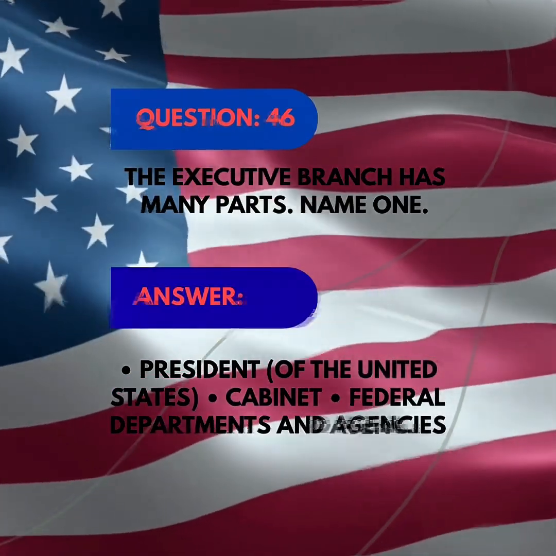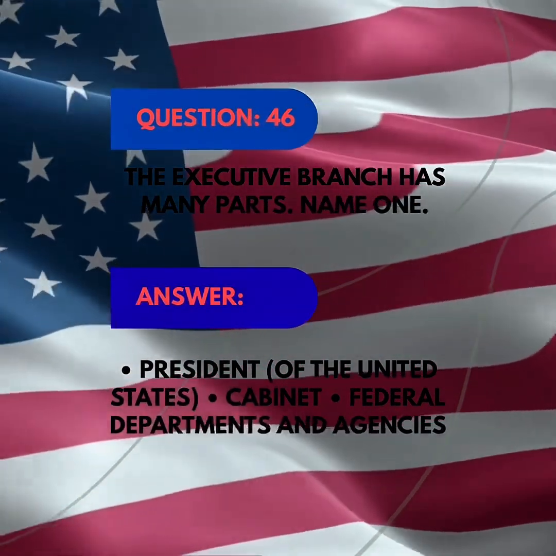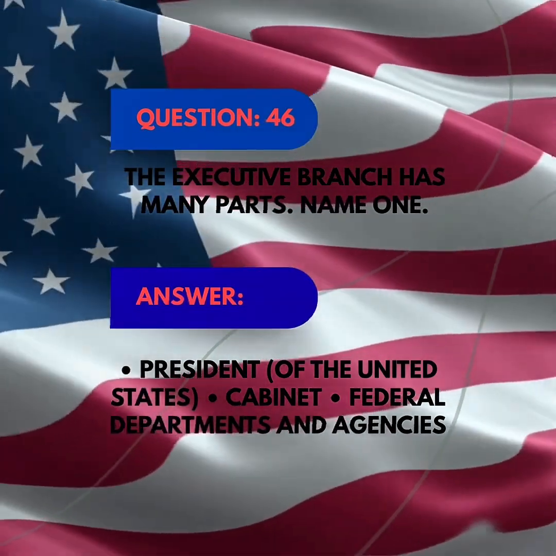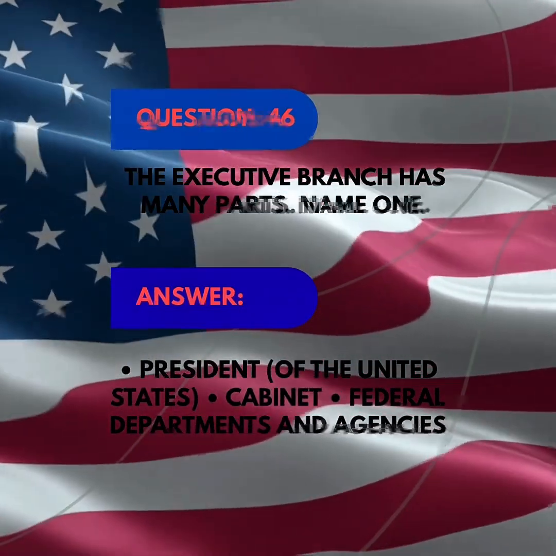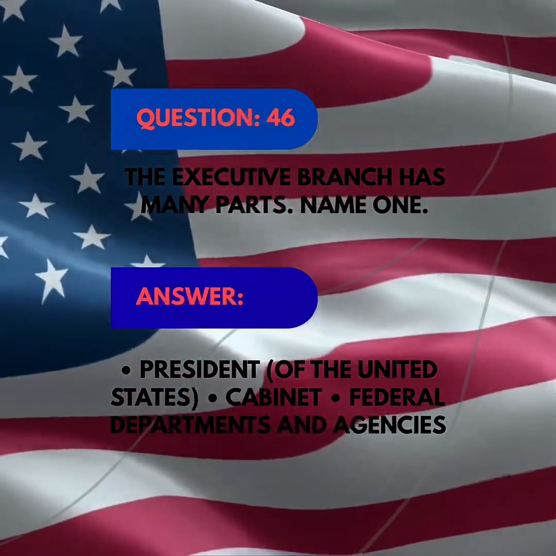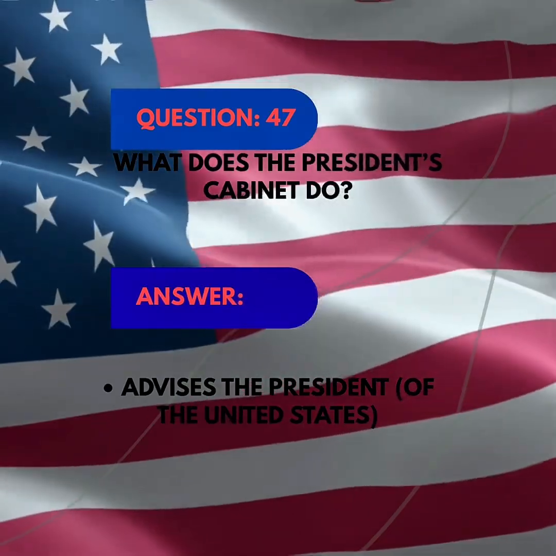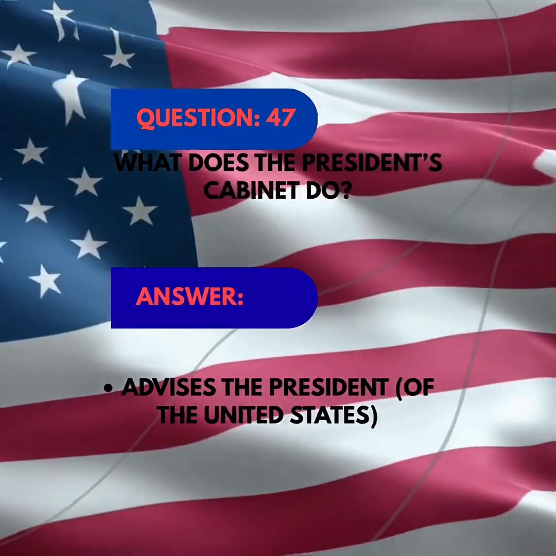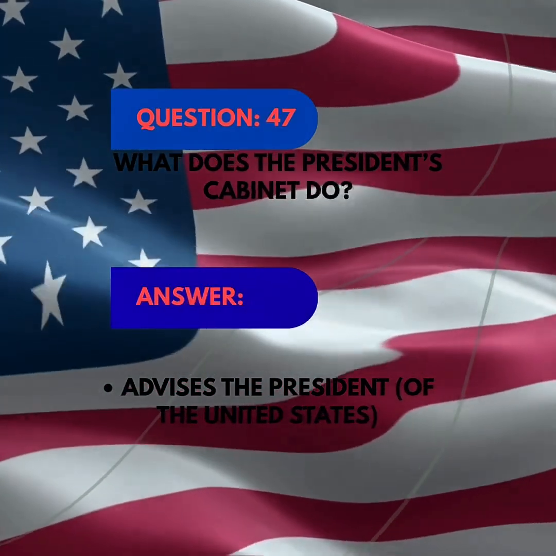Question 46. The executive branch has many parts. Name one. Answer. One part of the executive branch is the President. Others include the Cabinet and federal departments and agencies. Question 47. What does the President's Cabinet do? Answer. It advises the President of the United States.